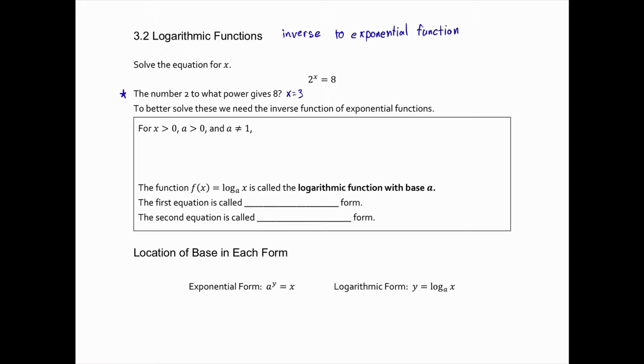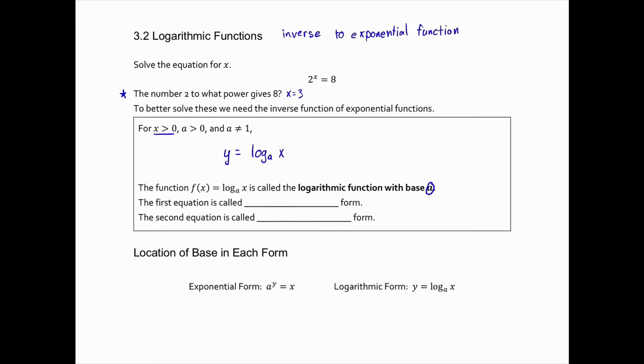So here we have some conditions. The first condition is that x is greater than 0. So that's basically talking about our domain. We have a, again, going to represent our base, and we have the same condition that it is greater than 0 and it cannot be equal to 1. So we have our logarithmic function given as this: f of x, or in this case y, is going to be equal to log base a of x.